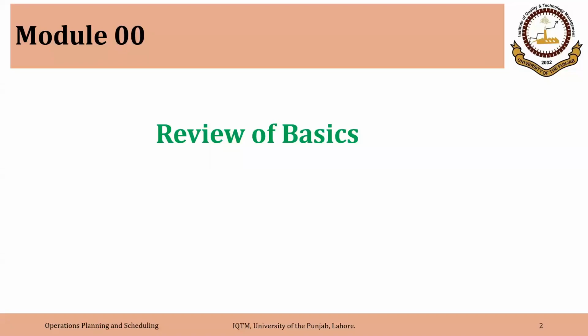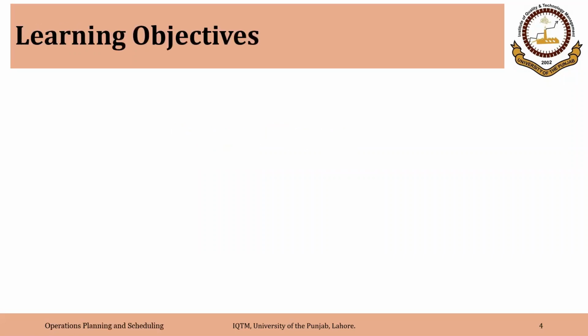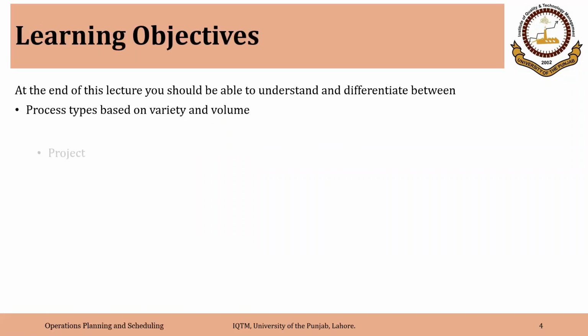So in module 0, we will review some basics and especially we will focus on the process types. So we will discuss process types based on variety and volume, these two aspects. And based on these two parameters, we have 5 types of processes: project, jobbing, batch, mass, and continuous.